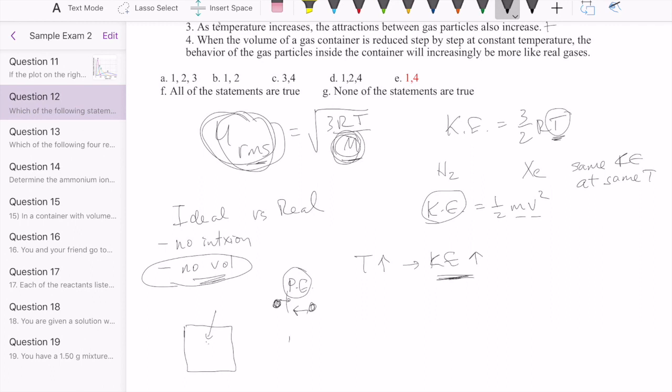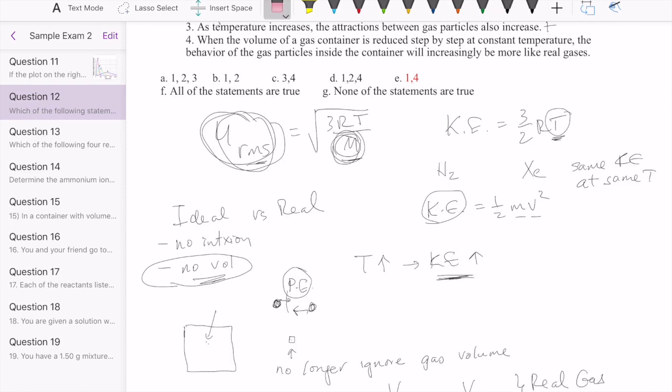However, if you make your container really small like this, and you have that same gas particle inside, now even though that gas particle is small, its size becomes significant relative to the size of the container. So at that point, we can no longer ignore the size of the gas particle, or the gas volume. And so the volume of the container then has to be subtracted by the volume of the gas particle. And that happens when we have what we call a real gas.